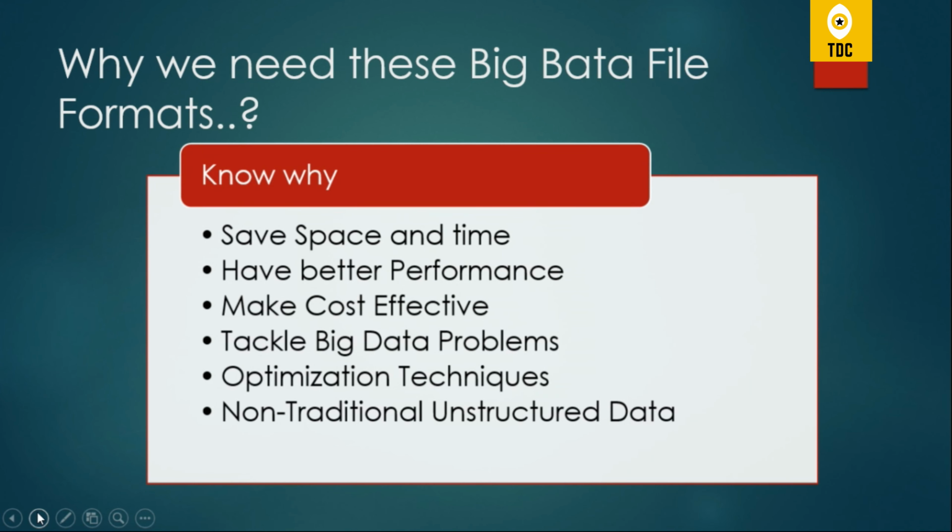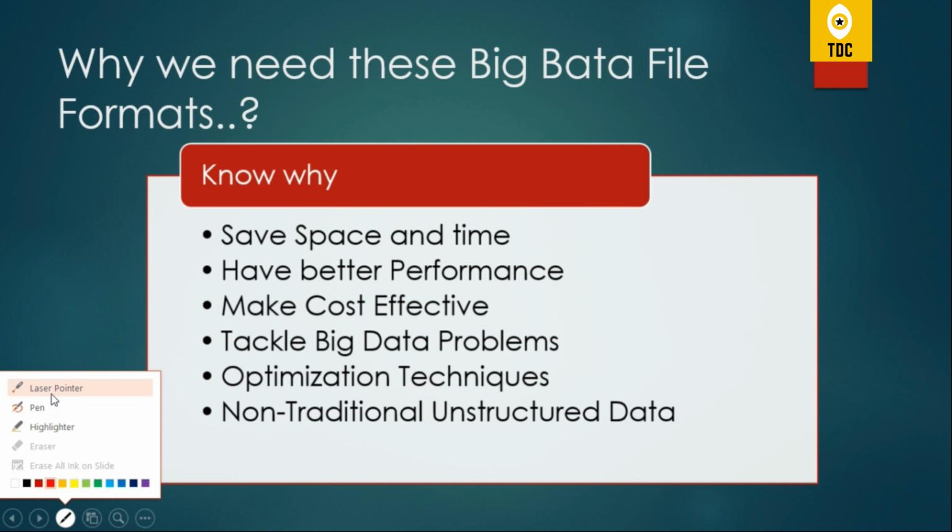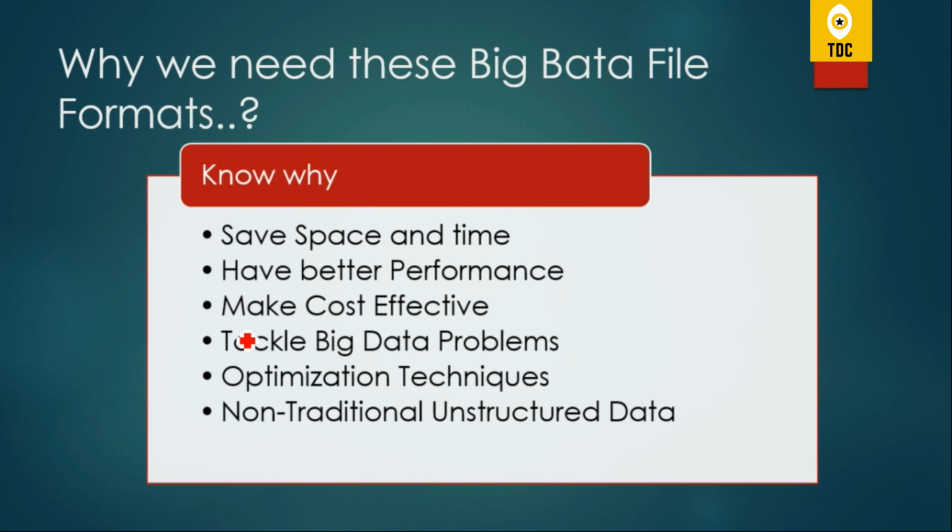And if you see, we need to know why. These are the main parameters for why big data file formats should be used. Basically, they save space and time. Space is about the capacity of the disk or memory, and time is mostly about query performance. When both space and time are saved, you will have good performance. The next one is that it is more cost effective, obviously, because it saves you space and also helps you optimize your query performance.